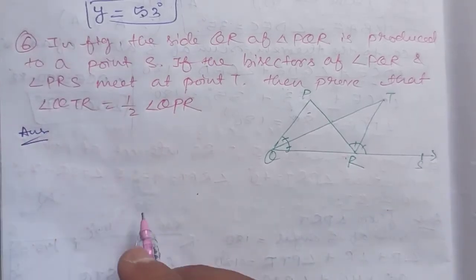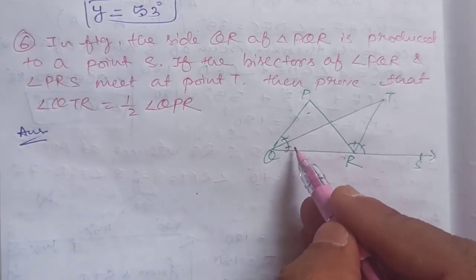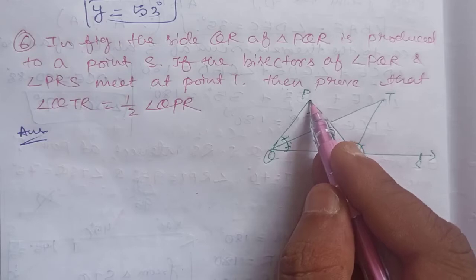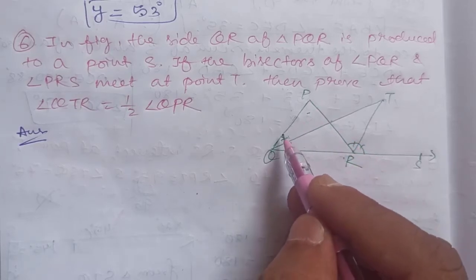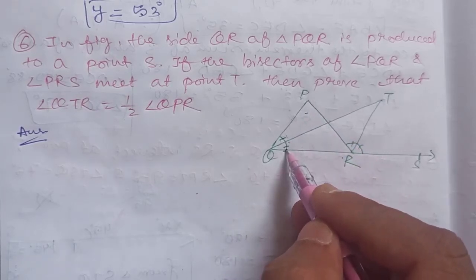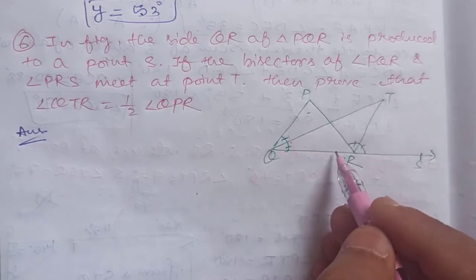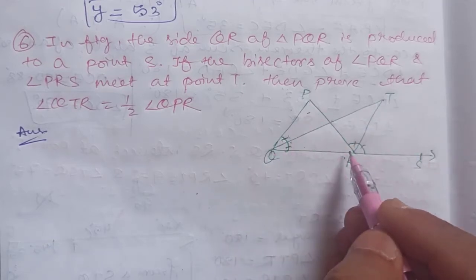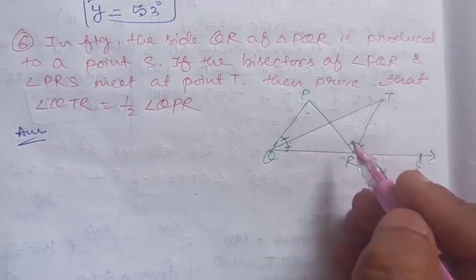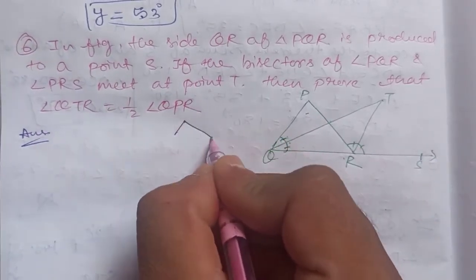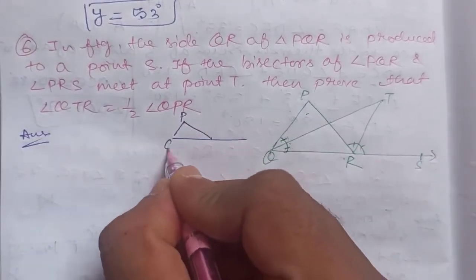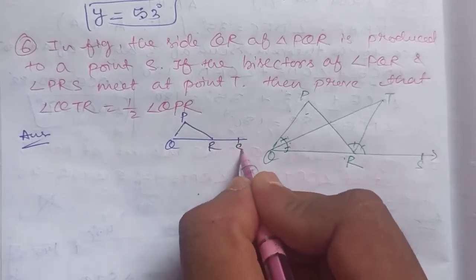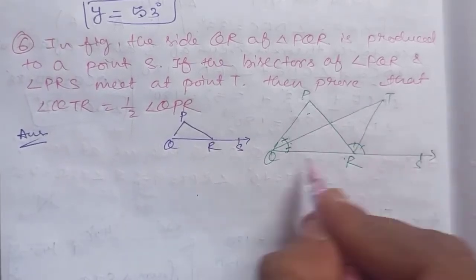First of all, we will mark these as half angles. That means if PQR is 100, this is 50, this is 50. That means angle TQR is half of angle PQR. From the given triangle, I will just draw a rough diagram here. This is P, Q, R and S.